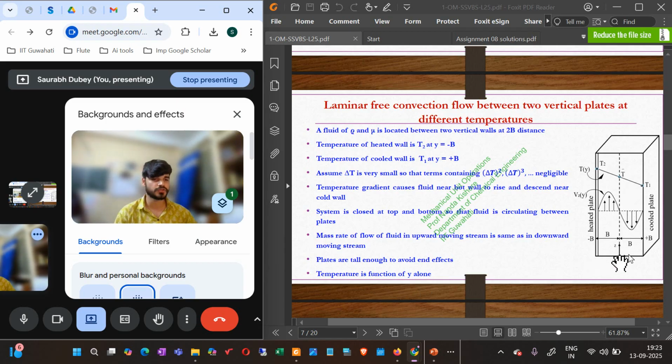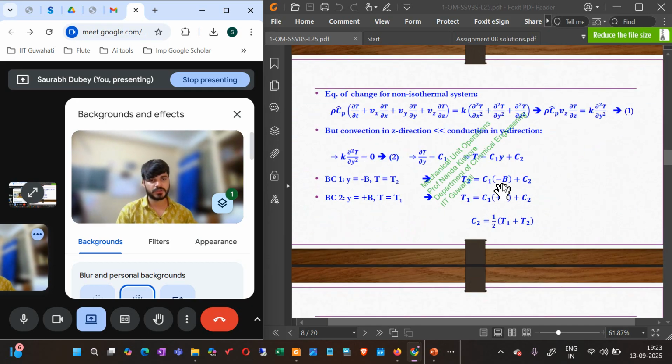So y is this one, from here to here. Whatever del T by del y will be coming up, that will be considered. Anything related to del T by del x or del T by del z will be omitted, right? So if you see the equation of the non-isothermal system, this is the main equation, right?